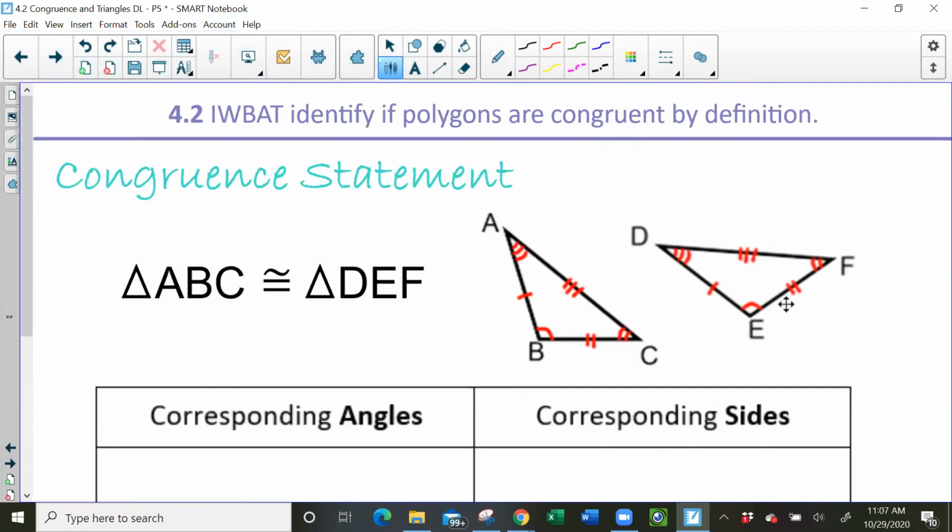So when we have congruent figures, we can write what is called a congruence statement. And that term is really important. It's a statement that says how they're congruent, and it's important that it's written in the correct order. So these 2 triangles are congruent.